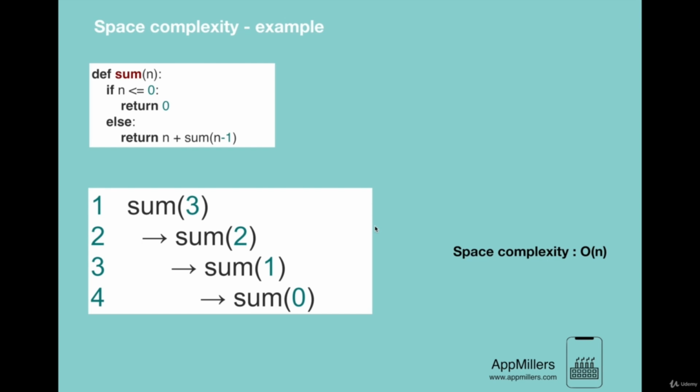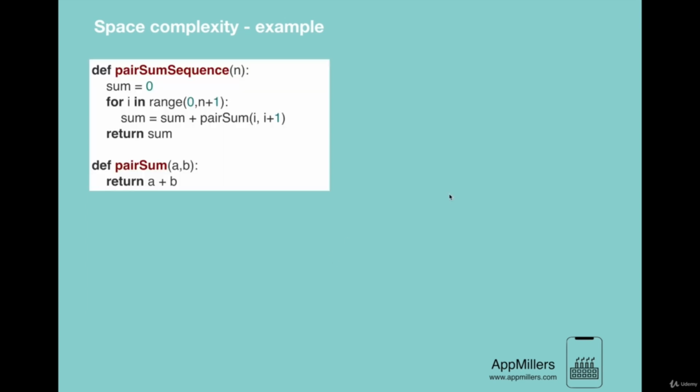Let's look at the second example. Here we have two different functions. In the second function, we are summing up two numbers. Then for any given number n, we are calling this pair sum function inside a loop. Because the n calls to the pair sum function do not exist simultaneously on the call stack, we only need O(1) space complexity. Here, the function is not calling itself recursively. It is just called inside this loop, and it's not adding any level to the stack. That's why it takes O(1) space complexity.